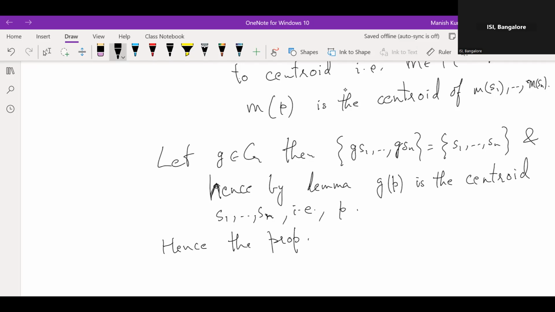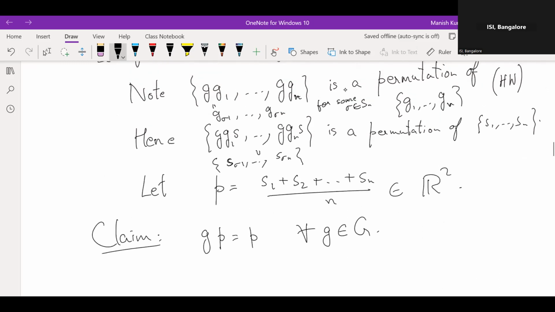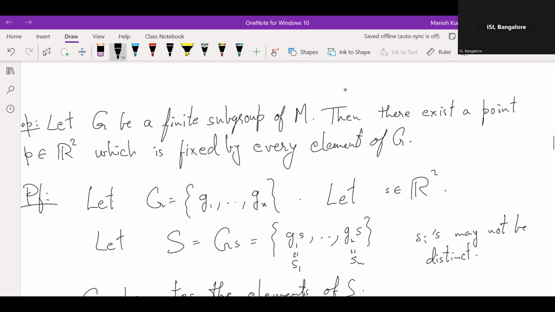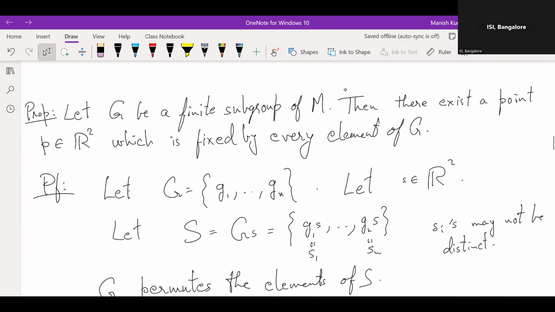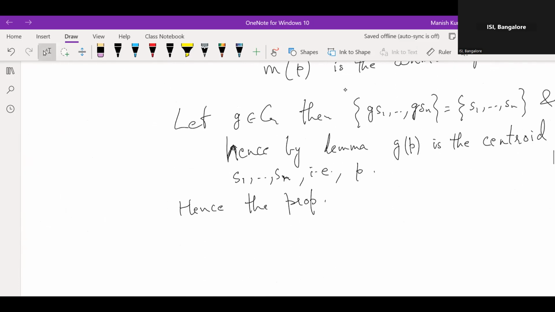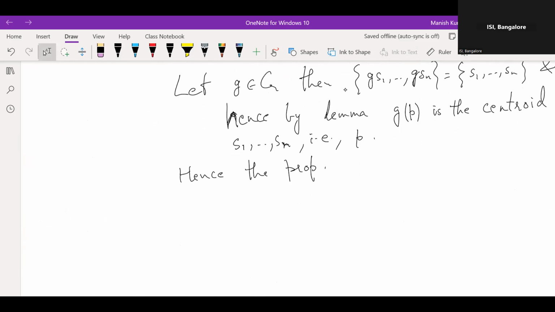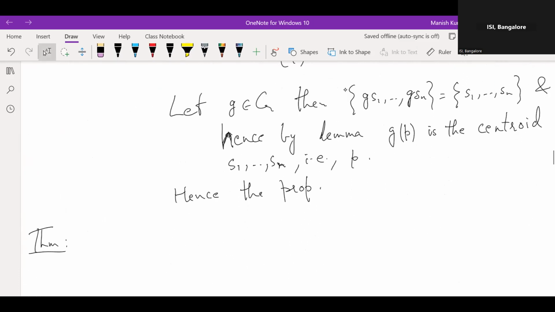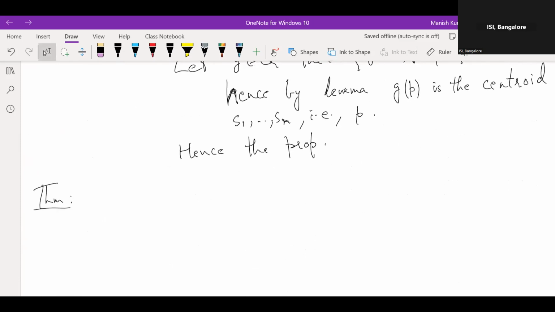Okay, so we got this proposition. I'll come to the lemma in a bit. Let me just finish the main theorem, that any finite subgroup of M is isomorphic to Sn. So now the theorem. I'll complete the proof of this lemma, and once I prove this lemma, everything will be done. I skipped this lemma in the textbook. That's why I got stuck.